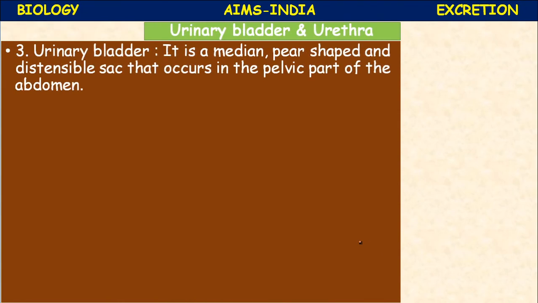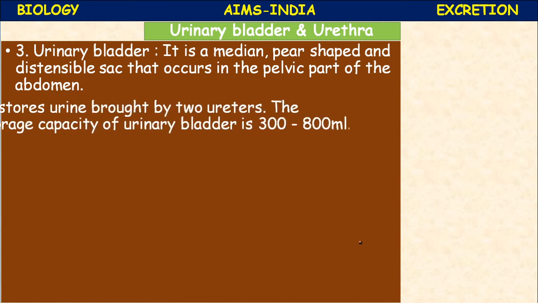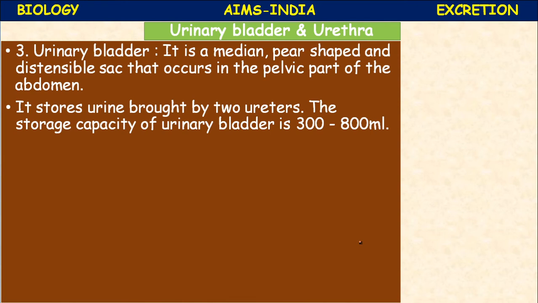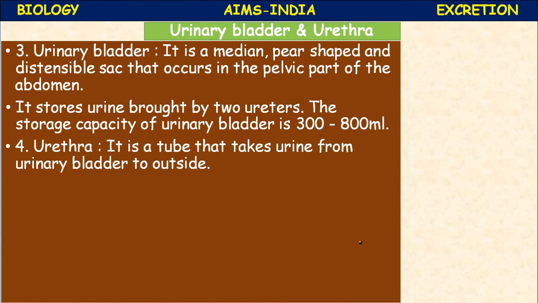Next, urinary bladder and urethra. The urinary bladder is the median, pear shaped and distensible sac that occurs in the pelvic part of the abdomen. It stores urine brought by two ureters. The storage capacity of the urinary bladder is 300 to 800 ml of urine. It is an elastic sac like structure. Some special epithelium, transitional epithelium, is present, so with the help of that the urine can be stored temporarily.